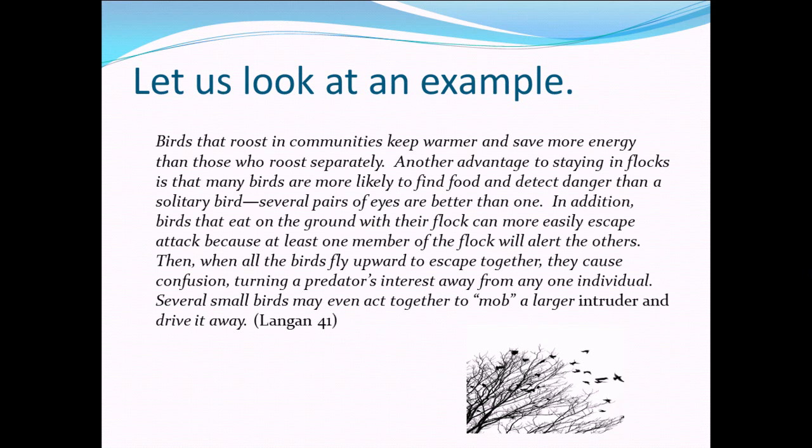Birds that roost in communities keep warmer and save more energy than those who roost separately. Another advantage to staying in flocks is that many birds are more likely to find food and detect danger than a solitary bird. Several pairs of eyes are better than one. In addition, birds that eat on the ground with their flock can more easily escape attack because at least one member of the flock will alert the others. Then, when all the birds fly upward to escape together, they cause confusion, turning a predator's interest away from any one individual. Several small birds may even act together to mob a larger intruder and drive it away.